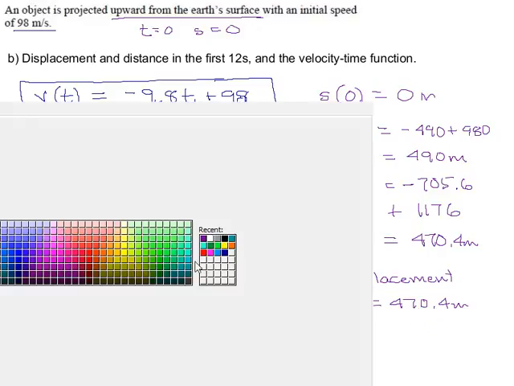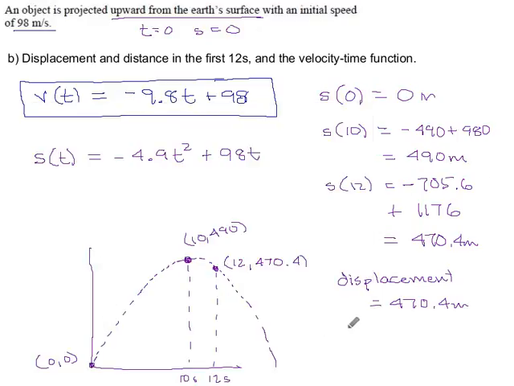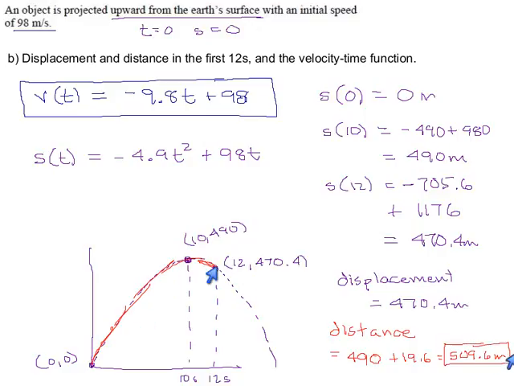Now, if we're doing distance, things are a bit different. If we're doing distance, we don't care about direction. All of our numbers are considered positive when we're doing a distance. So then we would say we went up 490 meters. And then we went down, this is 19.6 meters. And so our total distance covered is 509.6 meters. For distance, both of these were considered positives, and so they add up to a larger total. For displacement, we have a big positive here and then a small negative here, and our sum is only 470.4.